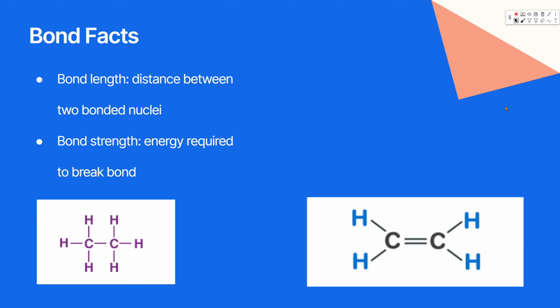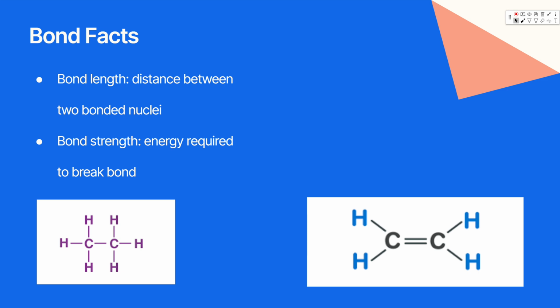Now, some quick bond facts. Bond length is the distance between 2 bonded nuclei. Bond strength is the energy required to break the bond. Bond length normally increases as the atomic radii of your elements inside the molecule increases. Bond strength increases as you add more bonds, so a triple bond has more strength than a single bond. However, as your bond strength increases, it pulls your 2 atoms closer together, which actually decreases the bond length.